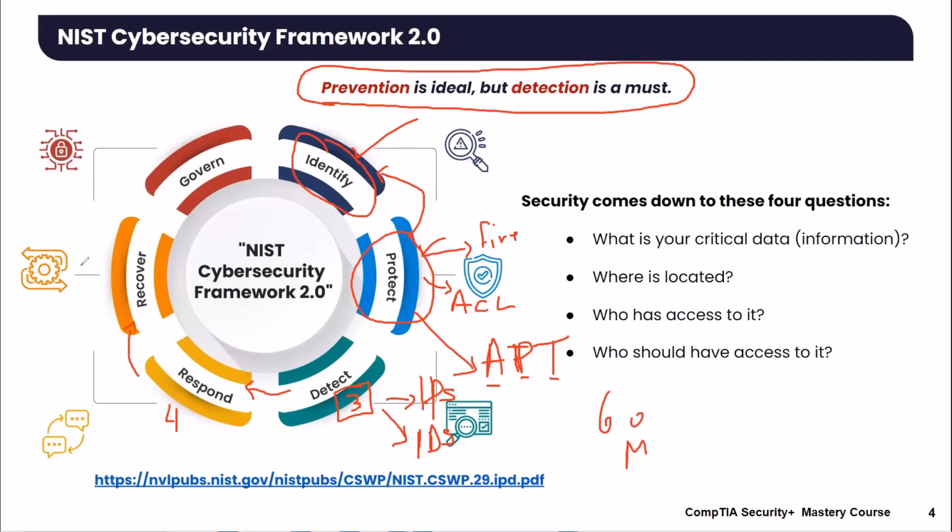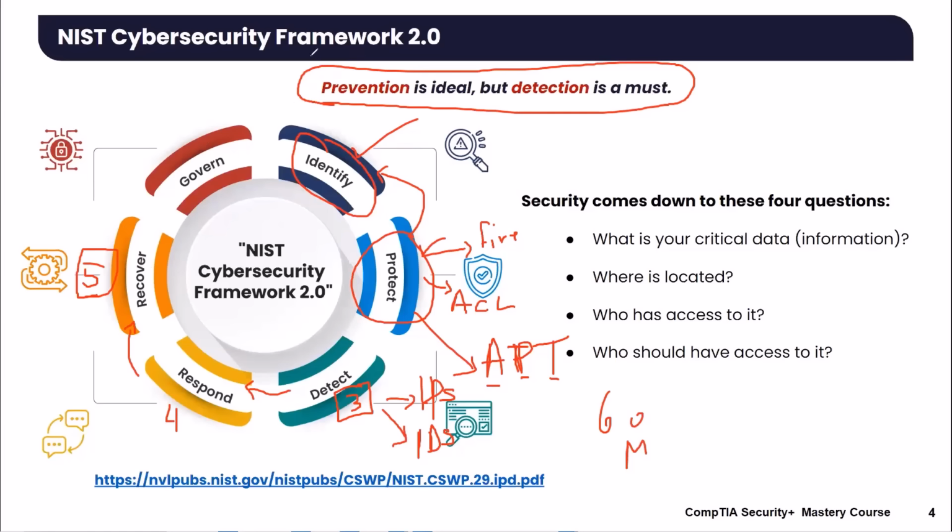Step number 5 is recovery. If the attacker managed to damage anything, this is where we recover from the damage. We restore the system from the backups. We restore the system from images, you name it. We do all we can to recover and get back up and running as soon as we can.